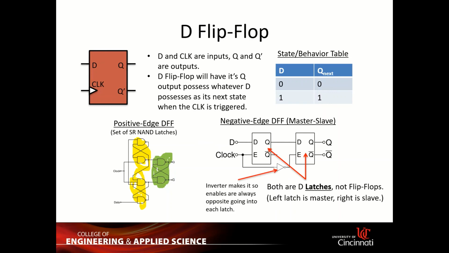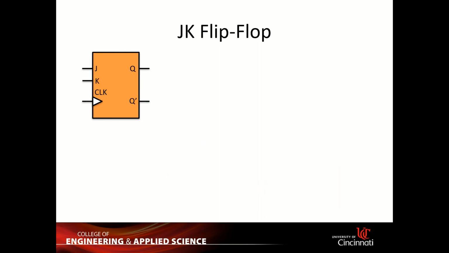Let's go to the JK flip-flop. So it's a little bit different from the D flip-flop. It has three inputs. The D flip-flop has only two, which is data and clock. This one has two data inputs and one clock input.